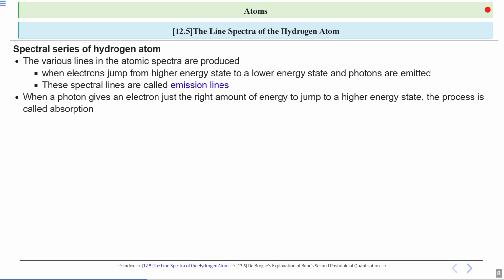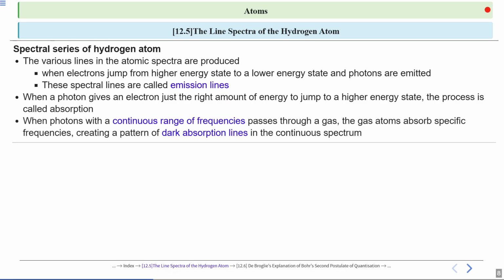But what happens if we shine light on the atom? If a photon has just the right amount of energy, it can be absorbed by an electron, causing the electron to jump to a higher energy state. This process is called absorption, and it's the opposite of emission. When light with a continuous range of frequencies passes through a gas, the atoms in the gas absorb only certain specific frequencies. This creates dark absorption lines in the spectrum, which are the exact frequencies that the atoms absorb. These absorption lines help scientists identify which elements are present in stars and other distant objects.